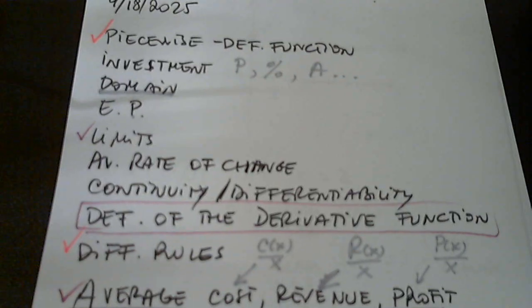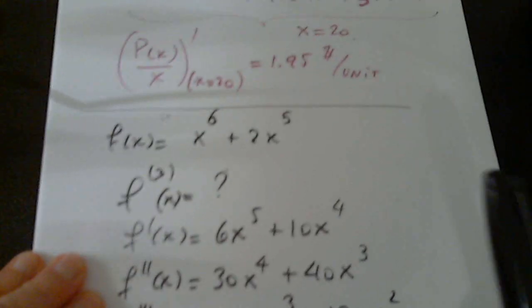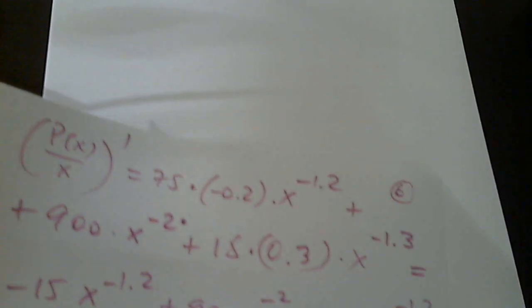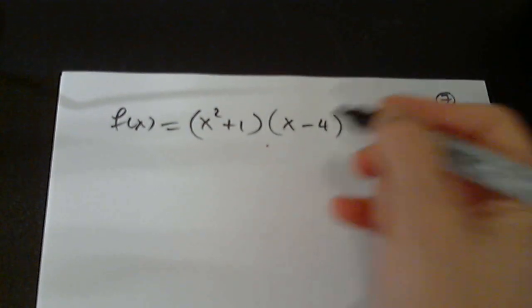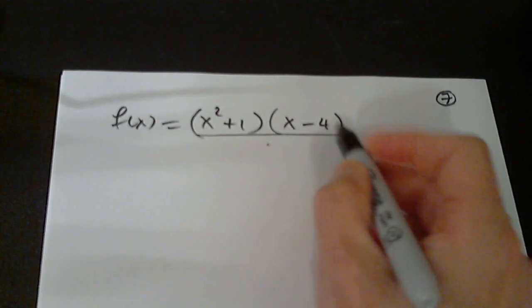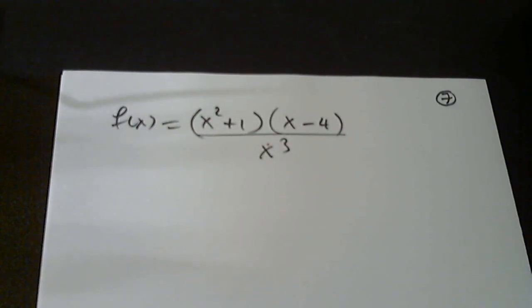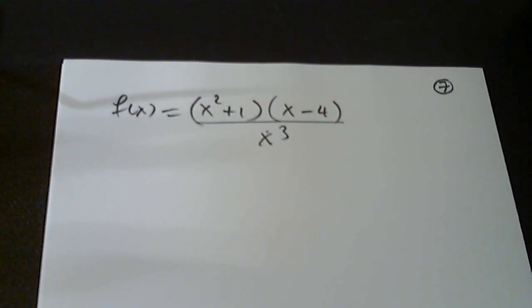I do have one question. Yes, I'm ready. So it's to find the derivative, and the equation is f of x equals parentheses x squared plus 1, parentheses x minus 4, all over x cubed. So the only part where I get tripped up is dividing after simplifying, of course, each one by x cubed. So I just want to walk through it.